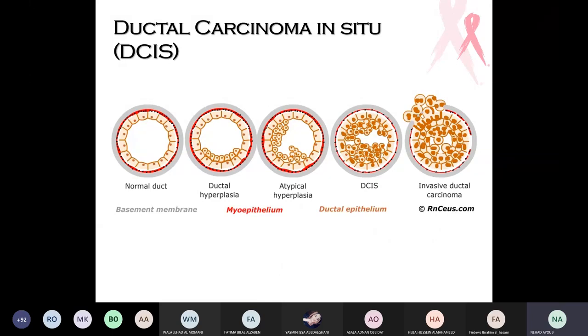طيب مين بيعطيني هاي الداتا؟ مين بيقول لي this is an in situ, this is invasive, ductal, lobular? The pathologist, okay?